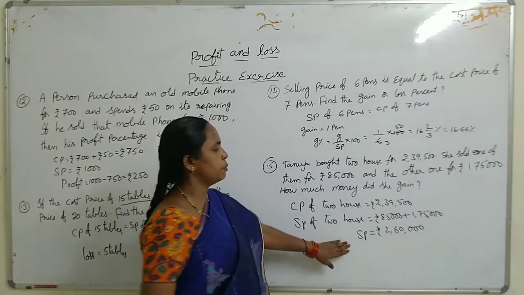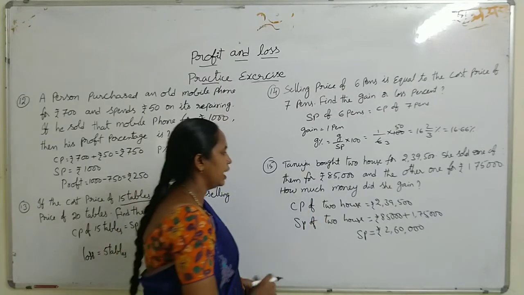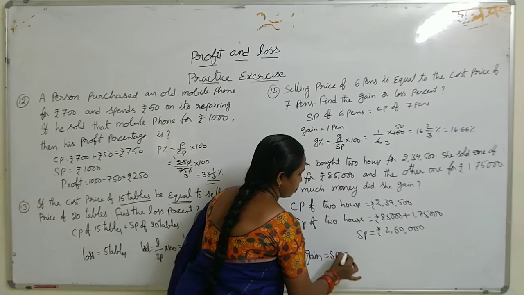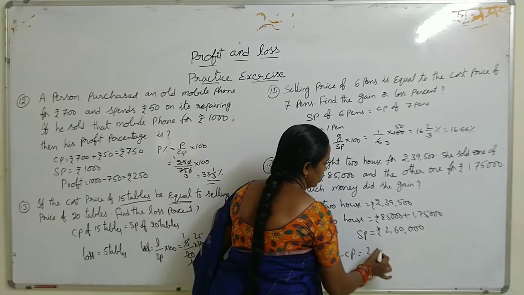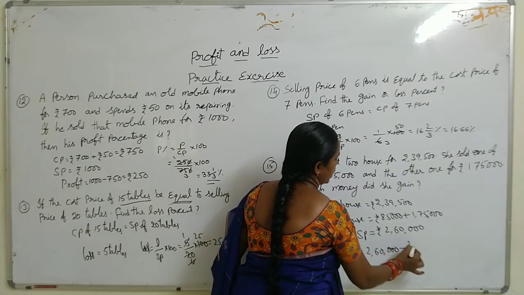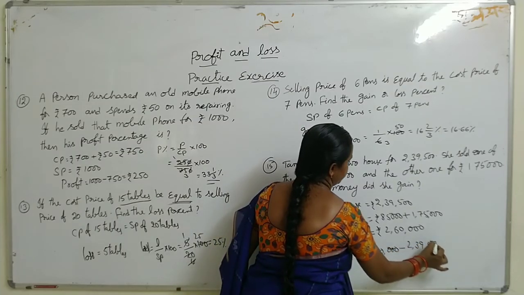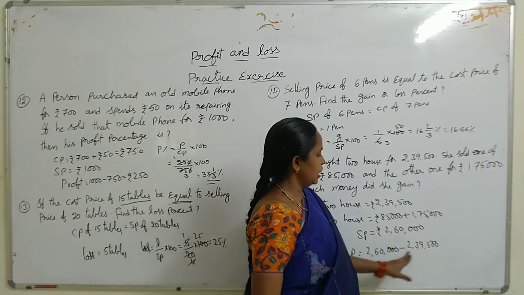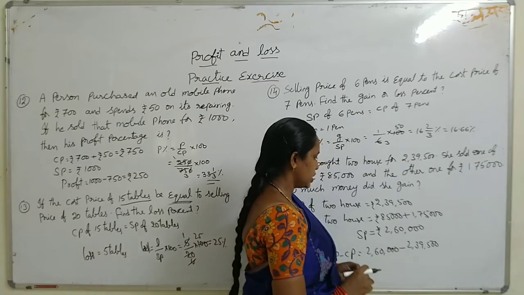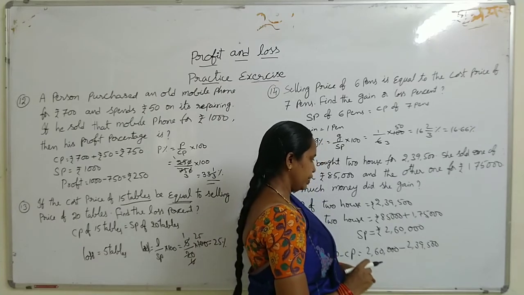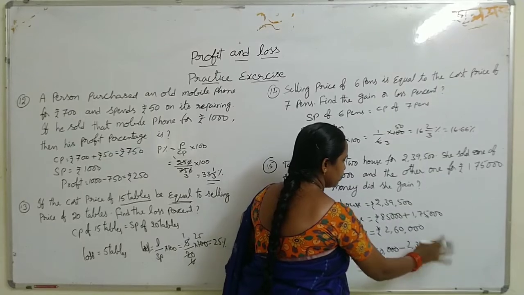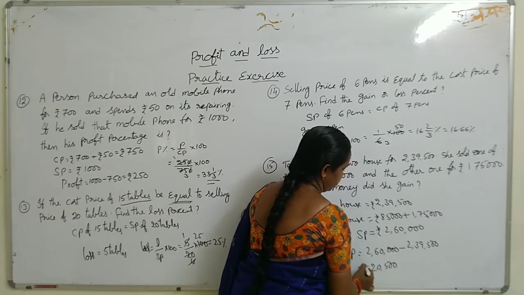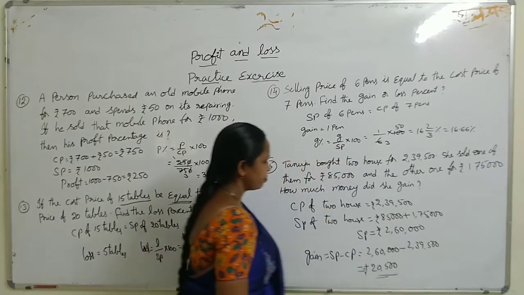Then automatically SP is more than CP, then we will get gain. Gain equal to SP minus CP, that equal to 2,60,000 minus 2,39,500. Okay, 2 lakhs minus 2 lakhs, 60 minus 39. 60 minus 39 means 21,000. 21,000 minus 500, that is 20,500 rupees gain.